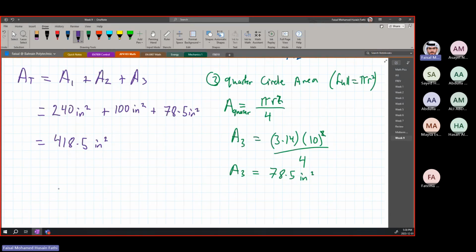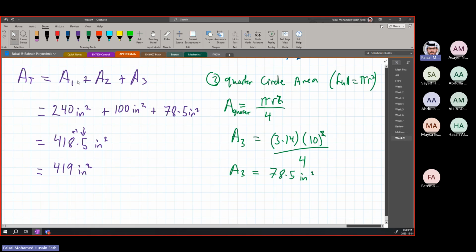Again, let's not forget we have to round here. So this is going to be 4, 1. We'll look at the 5. It's 5 or greater, yes. So the 8 has to be plus 1. So this becomes 419 inches squared after rounding. The rounding, always leave it to the end, to the final answer, so that it is more accurate. Any questions?